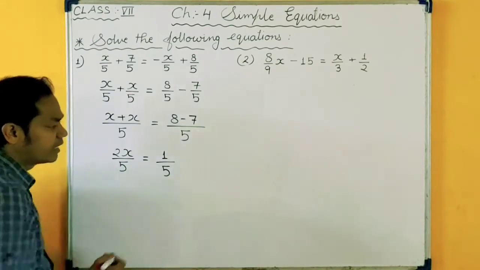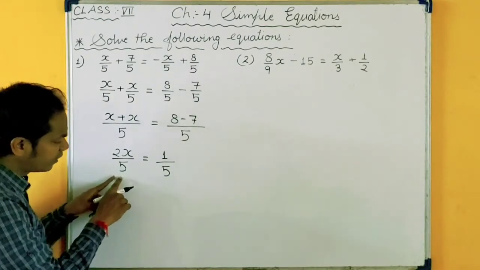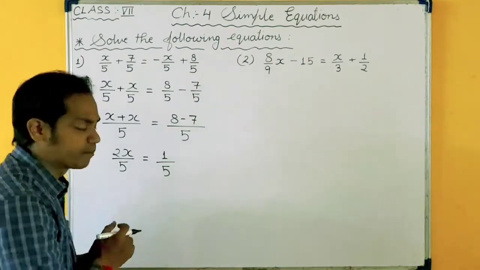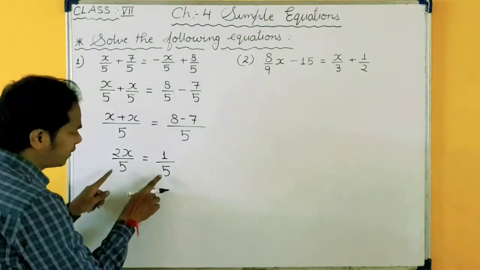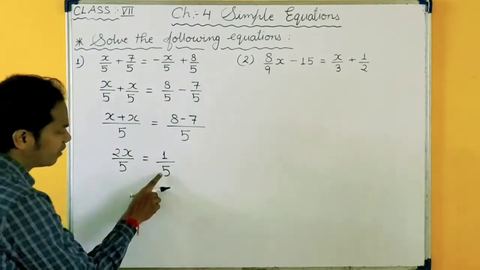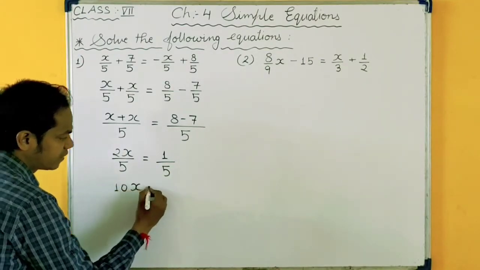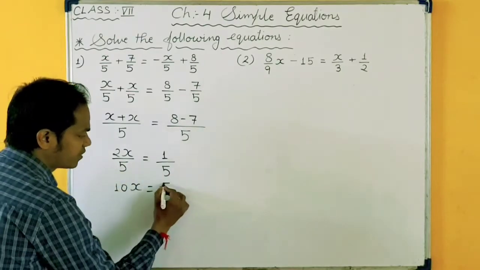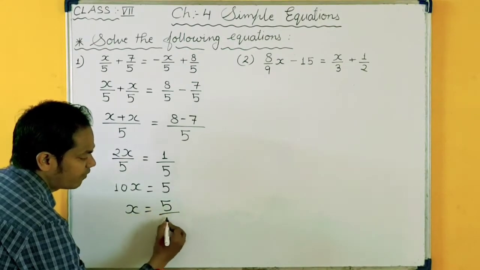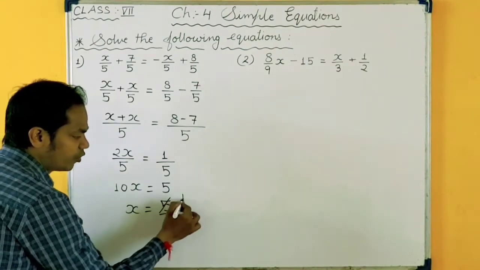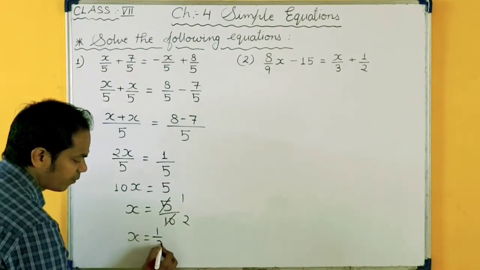1 upon 5. See, one method is also there. If you get equal to, and in the denominator both the values are the same, you can cut both the values. This is one method, and another method is cross multiplication. 5 multiplied by 2x, 5 2s are 10x, and 5 multiplied by 1, 5 1s are 5. So x is equal to 5 upon 10. When you reduce, 5 1s are 5, 5 2s are 10. I have cut it, so you will get 1 upon 2.